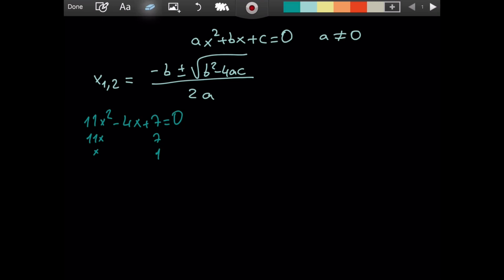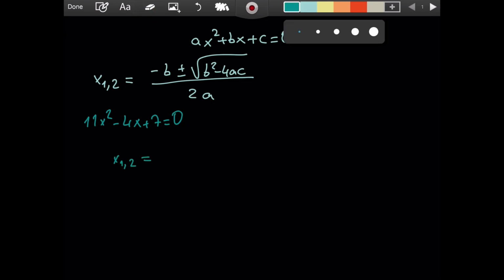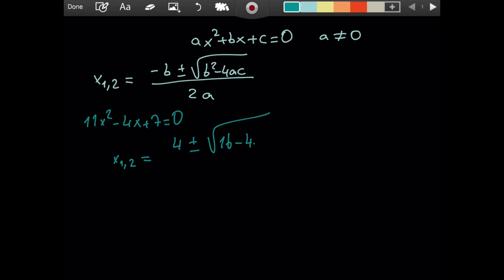So what we saw is we can't factor this by just looking at it. So let's just use the quadratic formula for finding the solutions. We will have negative b, which is the negative of the coefficient of x. The coefficient here is negative 4. So we write 4 plus or minus the square root of b squared, so negative 4 squared, which is 16, minus 4 times AC, so A is 11, the coefficient of x squared, and C is the constant, which is 7 for our example, divided by 2 times A, which is 22.